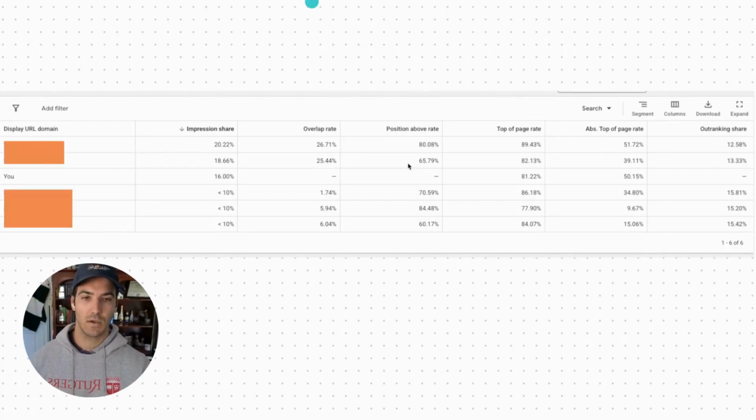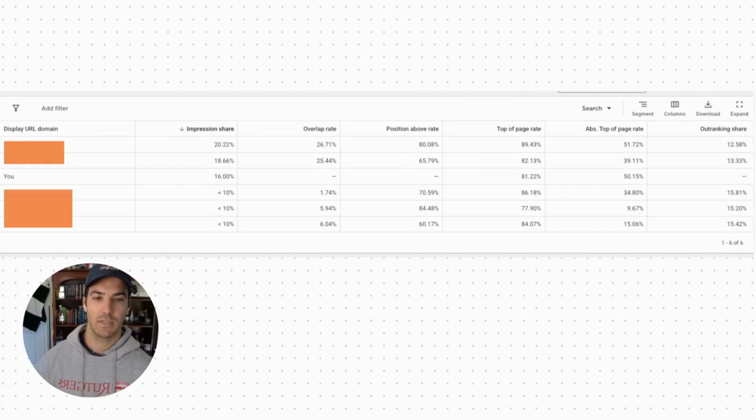Next is going to be the position above rate. When you and another advertiser show up at the same time, this is how often they're actually showing up above you in the ad ranking, or ad positioning. Right now, one of our competitors is at 80% and the other is at about 66%, so this is definitely a battle that we're losing. When competitors are consistently outranking you, that's definitely going to be an ad rank issue. So you'll want to spend more time building stronger ads that are more relevant to the keywords that you're targeting.